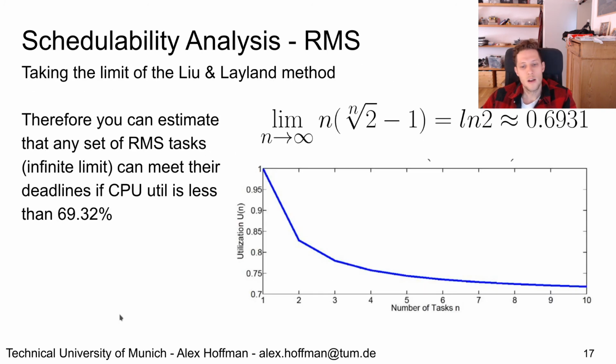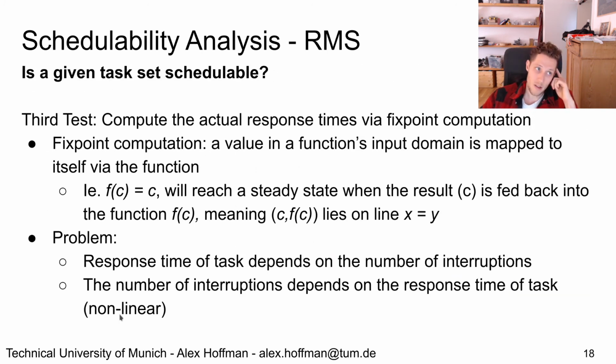Now, how do we say without doubt, okay, I want to see if my system is schedulable. It might have a utilization of 100%. So how can I test that it is schedulable? And so this is when we get to our third test, which is we're going to use a fixed point computation. A fixed point computation is essentially saying, okay, I have a function where a value in the function's input domain is mapped to itself via the function.